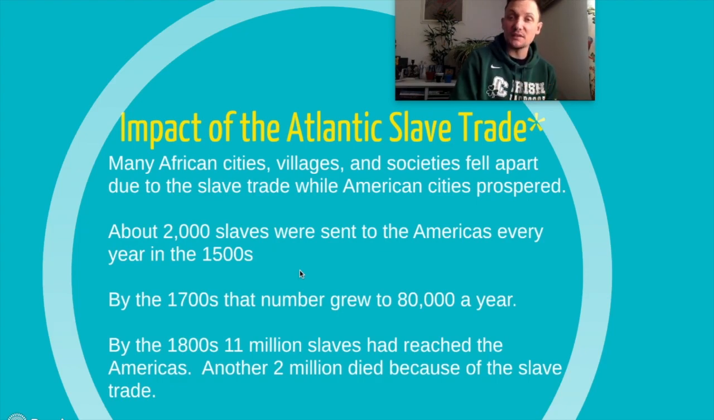About 2,000 slaves a year were sent to the Americas every year in the 1500s. By the 1700s, that number is going to grow to 80,000 a year, which is mind-boggling, all right? By the 1800s, 11 million slaves had reached the Americas. By the early 1800s, the slave trade is going to be outlawed by most of Europe, right? So 11 million slaves had reached the Americas, and they were a growing number of people, right? Another 2 million, though, had died because of the slave trade. So I know this is a little bit of a somber topic, but it's stuff that everybody should know, all right?